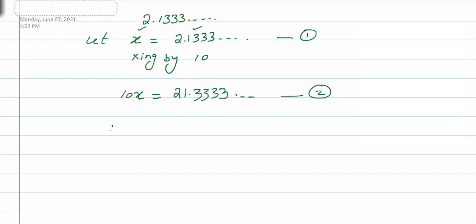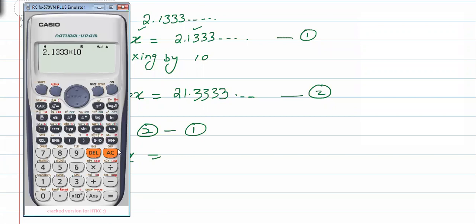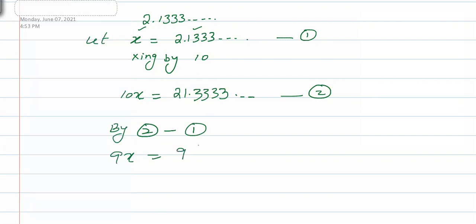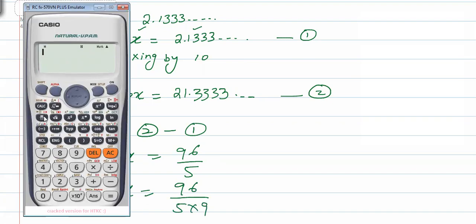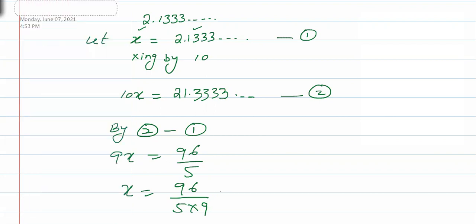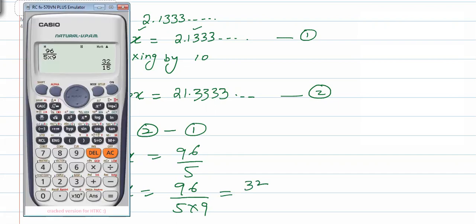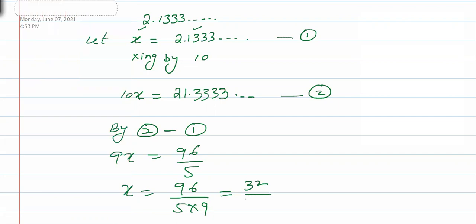Now what is the next step? Next step is you will do equation number 2 minus equation number 1. From the second equation, subtract equation number 1. So on the left side, 10x minus x will be 9x, equals this minus this. Okay, let's do it by calculator. Right, 21.333 minus 2.133. That will give you 96 over 5. Now you have to shift the 9 to the other side. It will divide, meaning it will become 96 over 5 times 9. You can use your calculator this way, and it will give you the lowest form. Always write the lowest form. It's giving 32 over 15. Okay, so it's 32 over 15.